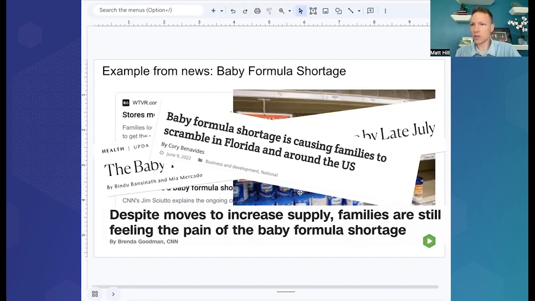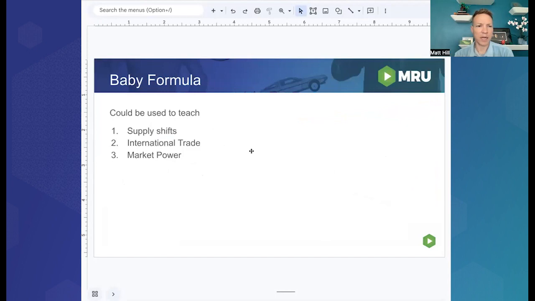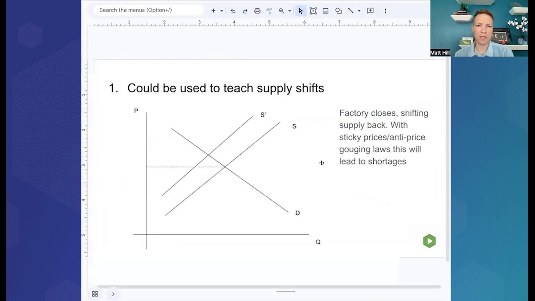Okay, all right. So just to give you an example of how you might use something in the classroom. We've already talked about some examples previously. The baby formula shortage was all over the news last summer, and you could have used this to teach multiple different concepts in economics. You could use it to teach supply shifts, international trade, and market power, and I have some examples of that.